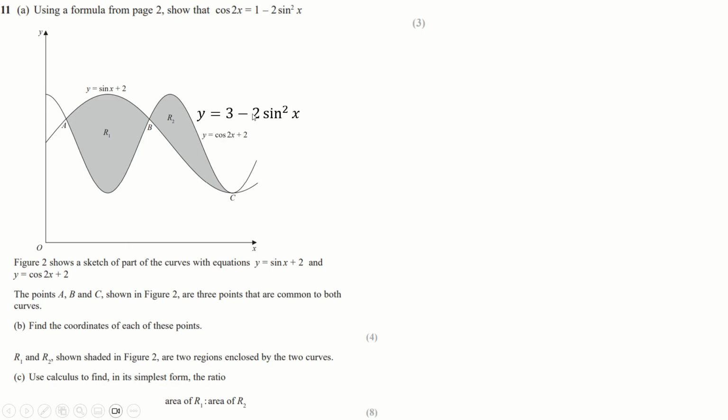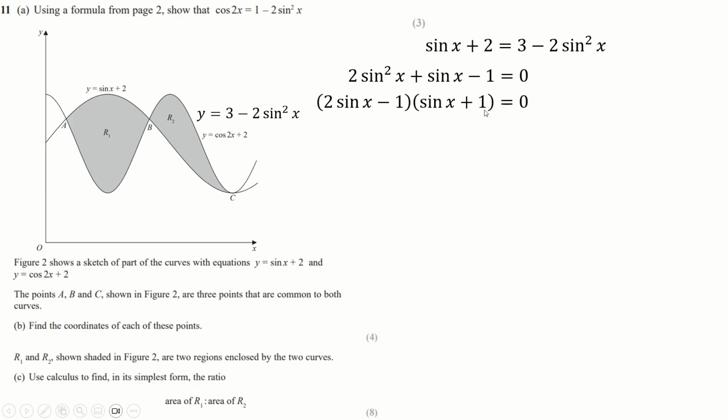And that's going to make solving for the intersections of this curve and this curve much easier. We can just set this equal to that. It makes it quadratic in sine, which factorizes. You can think of this as 2y squared plus y minus 1 if you want to. It factorizes to this, I think, which means we've got 2 sine x minus 1 equals 0, or sine x plus 1 equals 0. Obviously, sine x equals a half, sine x equals minus 1.